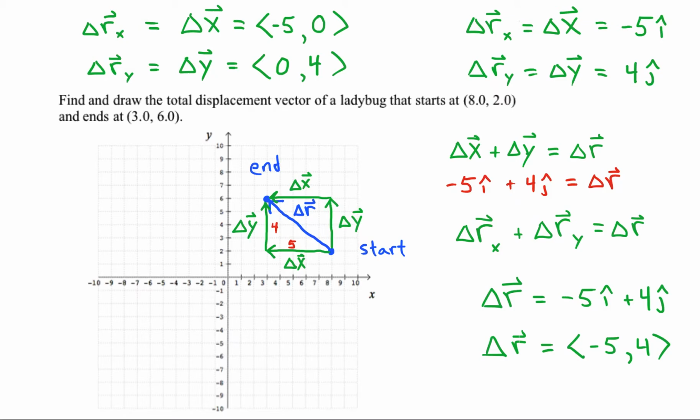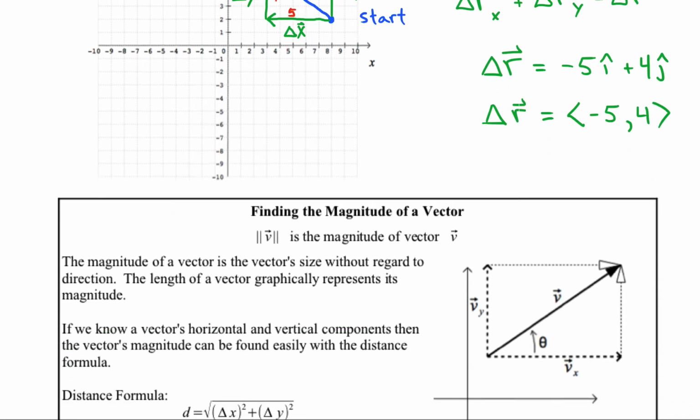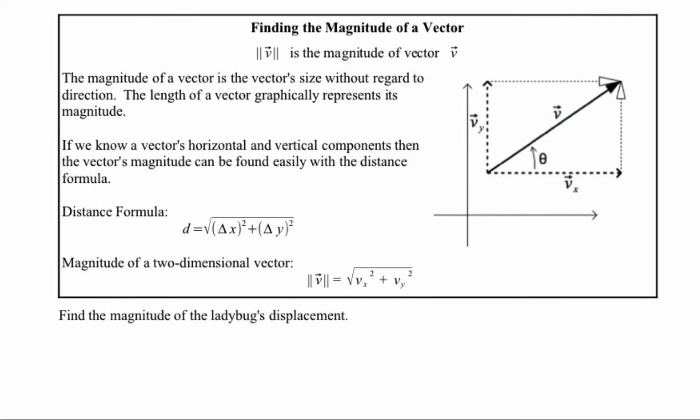In my last video, I showed how to describe the displacement of an object using delta x and delta y, as well as delta r. What I want to do now is find the magnitude of the vector. The magnitude of a vector is the vector's size without regard to direction. And graphically, that is represented by the length of the vector.